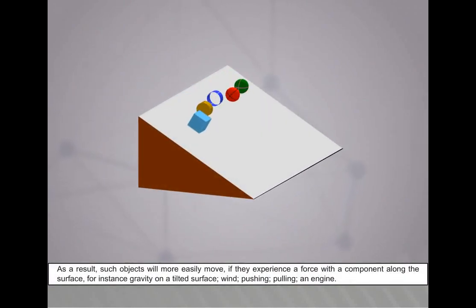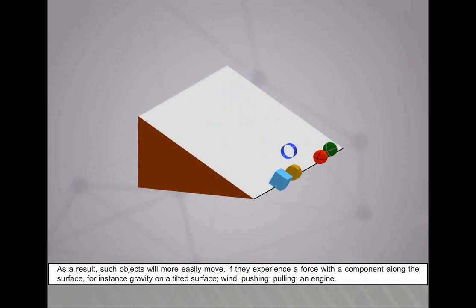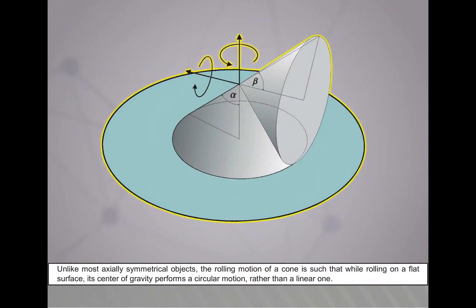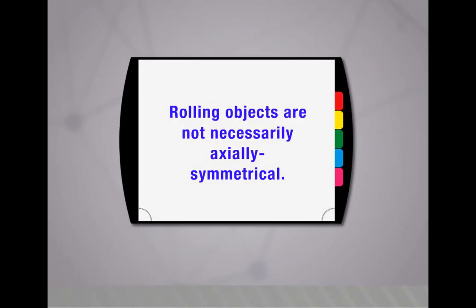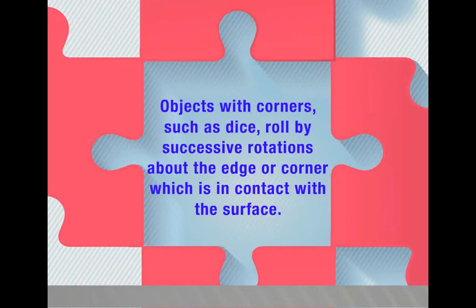As a result, such objects will more easily move if they experience a force with a component along the surface, for instance, gravity on a tilted surface, wind, pushing, pulling, an engine. Unlike most axially symmetrical objects, the rolling motion of a cone is such that while rolling on a flat surface, its center of gravity performs a circular motion rather than a linear one. Rolling objects are not necessarily axially symmetrical. Objects with corners such as dice roll by successive rotations about the edge or corner which is in contact with the surface.